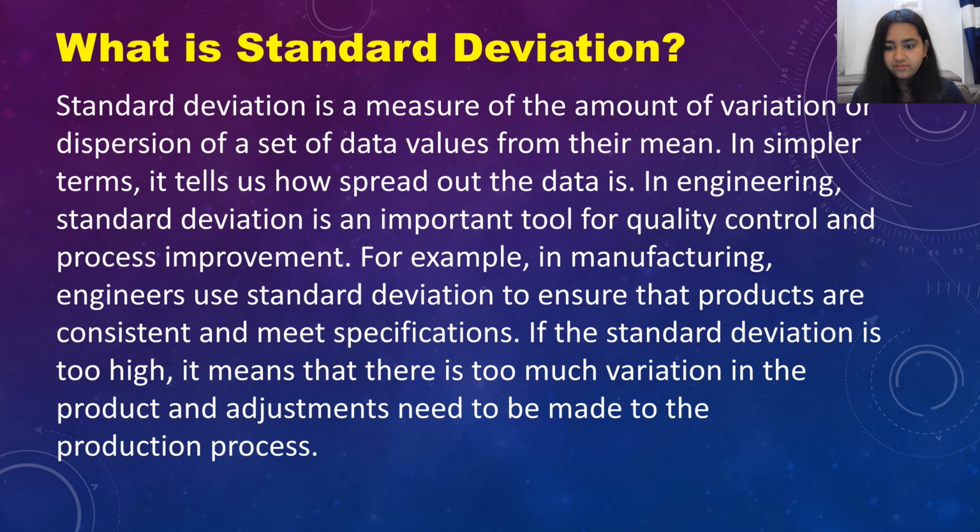What is standard deviation? Standard deviation is a measure of the amount of variation or dispersion of a set of data values from their mean. In simpler terms, it tells us how spread out the data is. In engineering, standard deviation is an important tool for quality control and process management. For example, in manufacturing, engineers use standard deviation to ensure that products are consistent and meet specifications. If the standard deviation is too high, it means that there is too much variation in the product and adjustments need to be made to the production process.